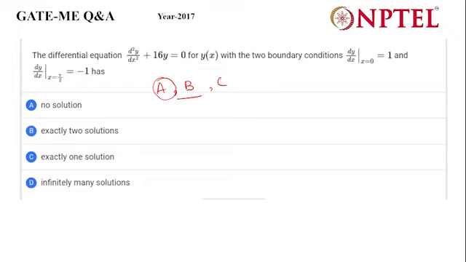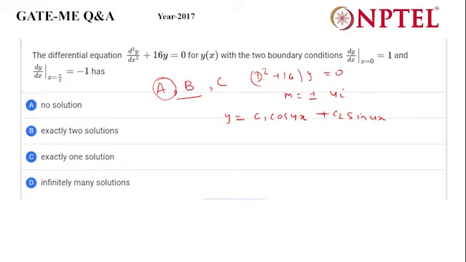Okay, let's solve this question and check what is the answer. Then you can write your equation like this. When you solve this, you'll get roots plus minus 4i. So what will be the solution? y = C1 cos 4x + C2 sin 4x. So till now it is easy.